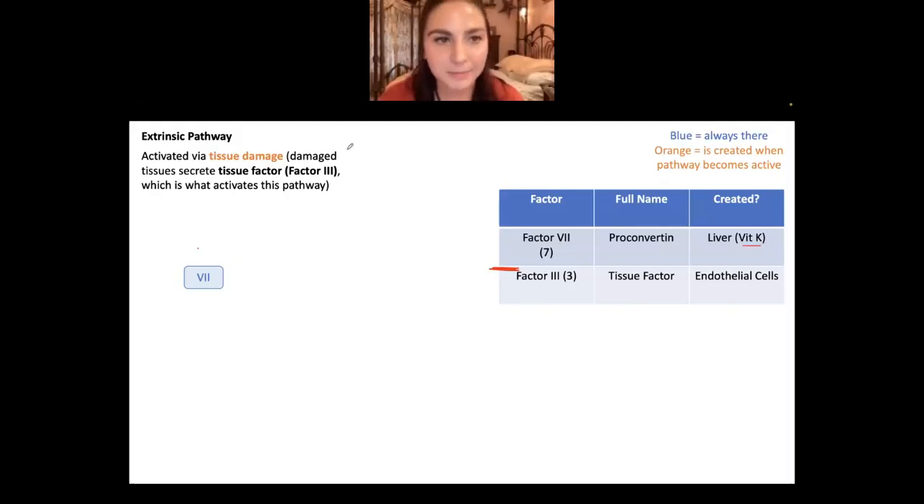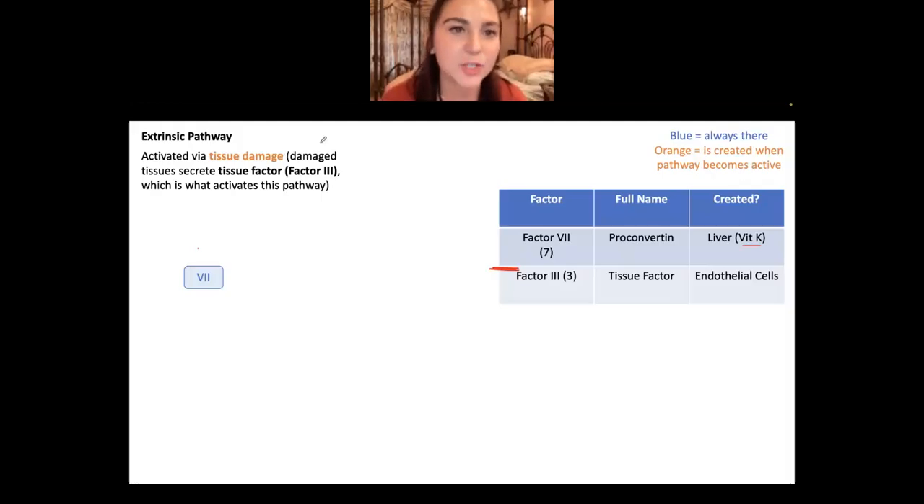A lot of the times you get both intrinsic and extrinsic activation at the same time, especially if you fall and scrape your knee, the tissue is going to become damaged, right? But it is important to know which factors are in which pathways if you have factor deficiencies, like a factor 8 deficiency, a factor 9, something like that. But a lot of the time, in clinical life, these are likely getting activated at the same time. Okay, but they are a little bit different.